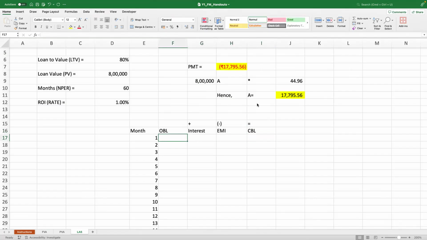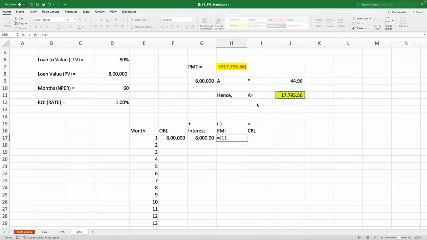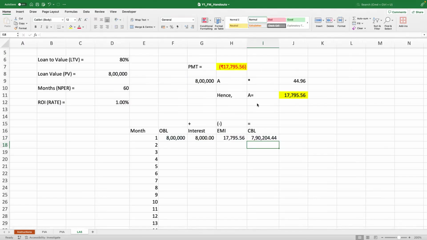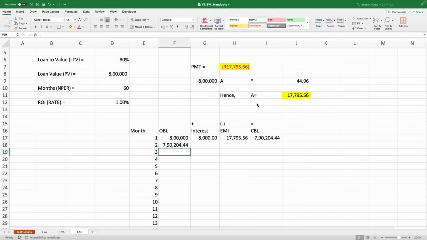So I start with a loan balance of 8 lakhs. What is the interest that it is going to charge me in the first month? 8 lakh into 1%, which is 8,000, right? What is the EMI that you are going to pay? 17,795.56. So you start with 8 lakhs, it charges 8,000 interest, your loan value increases, minus your EMI, your loan value comes down, and you arrive at the closing balance of the loan. This becomes your opening balance for the next month.